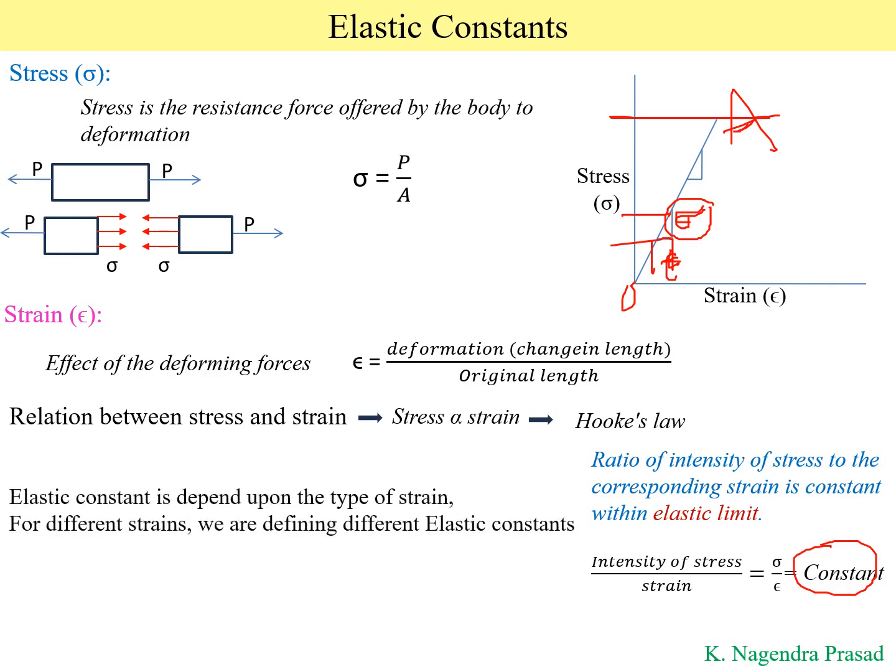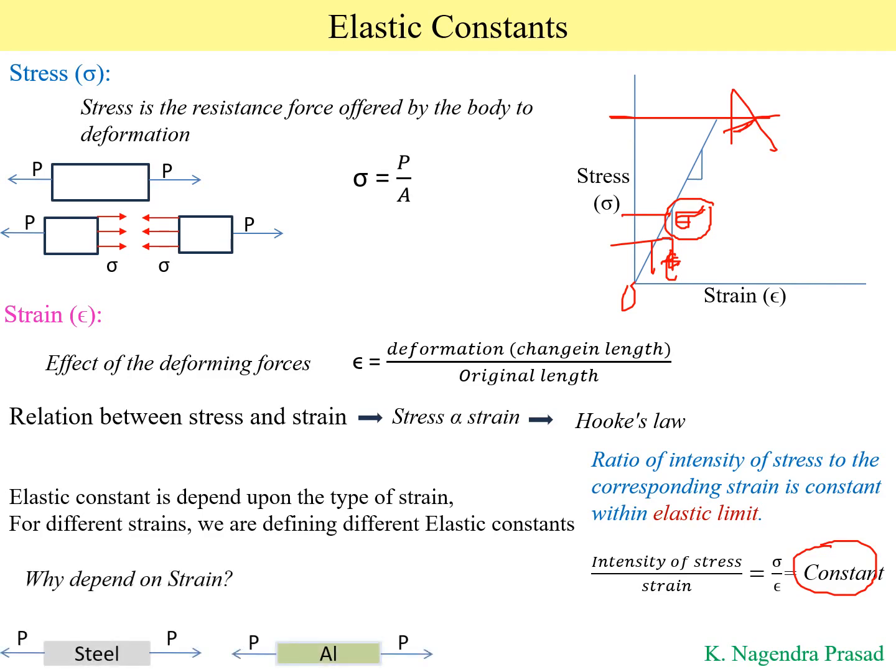This elastic constant depends upon the type of strain. For different types of strains, we define different types of elastic constants. So here a question will be raised: why do elastic constants depend upon the strains only, and not the stresses?